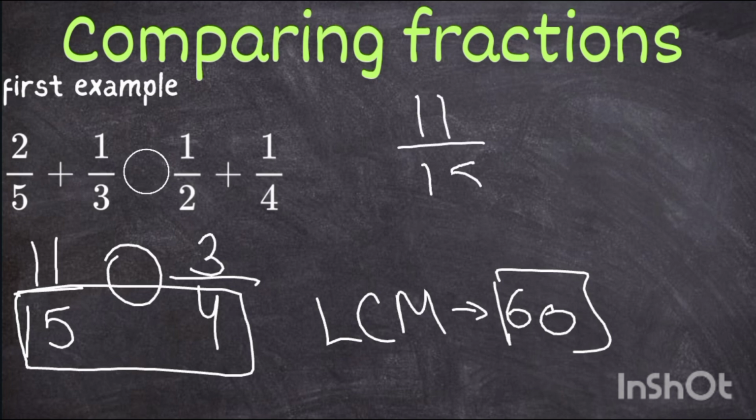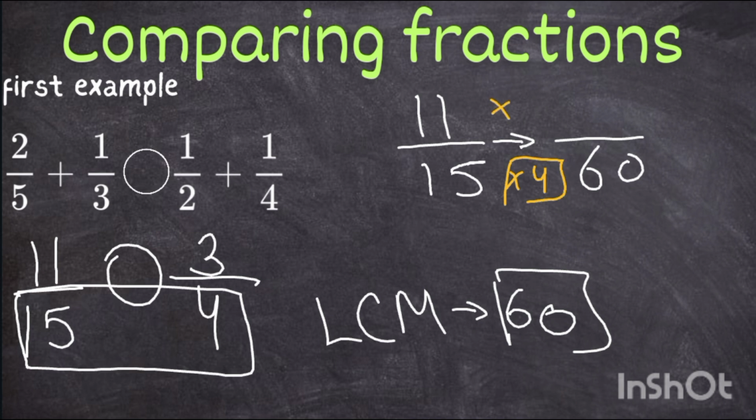So we need to convert 11 by 15 with the denominator of 60. We need to see what we will multiply with 15 to get 60. If we multiply 15 with 4, we are going to get 60. Whatever we multiply in the denominator, we need to multiply in our numerator. 11 multiplied by 4, we are going to get 44. It means 11 by 15 is converted to 44 by 60, right? So our first fraction is 44 by 60.